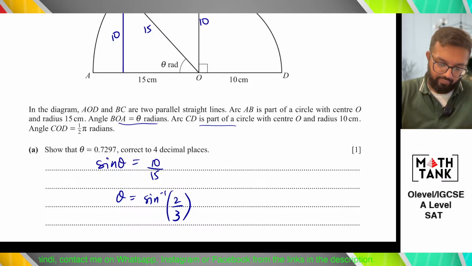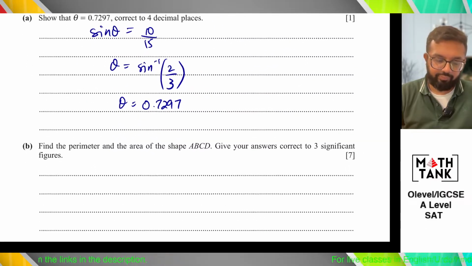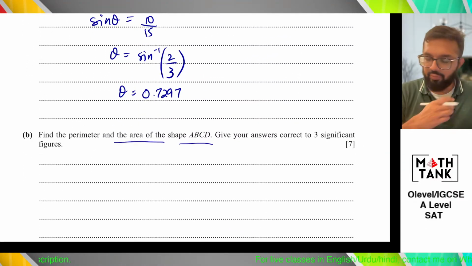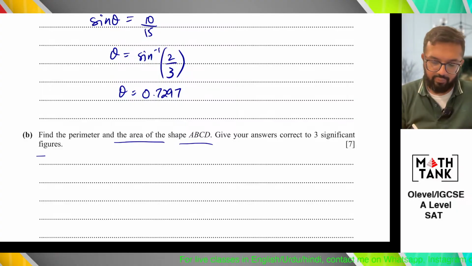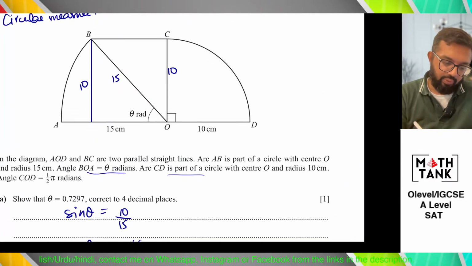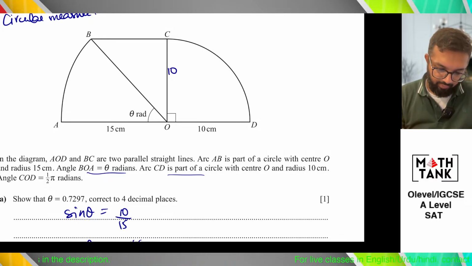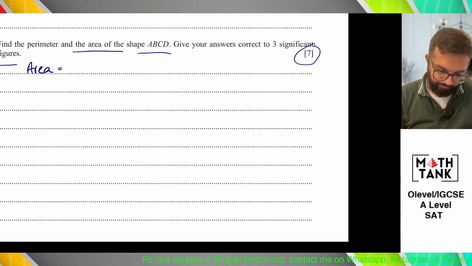Point 7297. Find the perimeter and the area of the shape ABCD, giving an answer correct to 3 significant figures. That's a 7-mark question. First, the area. There are a couple of things I need to do for area: the area of a sector, then that triangle, then the other triangle as well, and then the other sector as well.